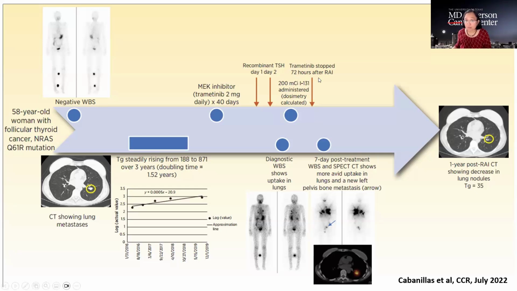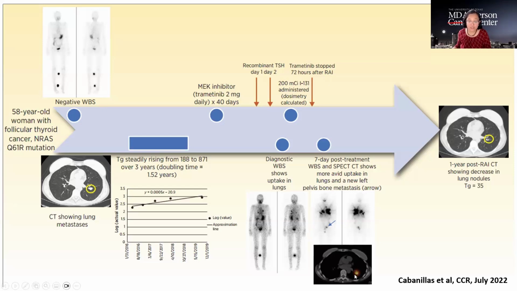The chemo was stopped 72 hours after, and the post-treatment scan lit up even brighter. Because remember, even in our first talk, we saw that the diagnostic scan may not show everything, but the post-treatment scan may really show all the disease. And they even found this new lesion in the bone, which was then treated with radiation.